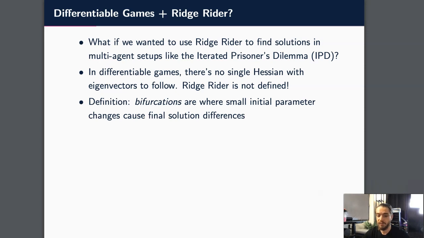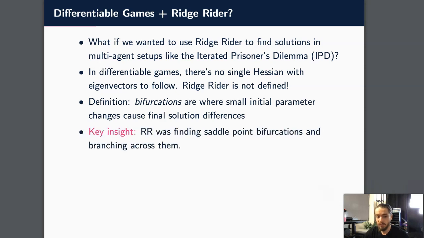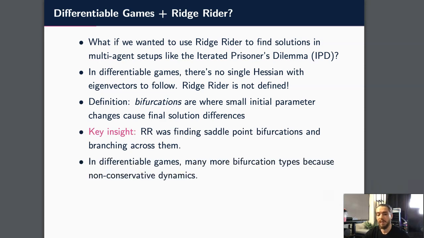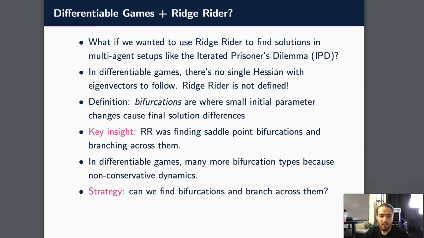Now, a quick definition. Bifurcations occur in a trajectory when a small parameter change causes a qualitative difference in the trajectory. For example, bifurcations in optimization can lead to different final solutions. Now we can see a key insight. Ridge Rider found saddle point bifurcations and branched across them. In single objective optimization, the only relevant bifurcations are saddles due to conservative dynamics, but there are many more bifurcation types for non-conservative dynamics in differentiable games. Maybe we can generalize Ridge Rider's method to differentiable games by finding more general bifurcations and branching across them.